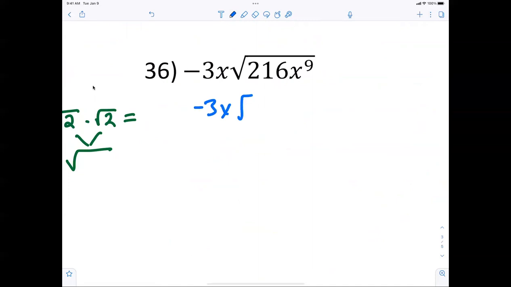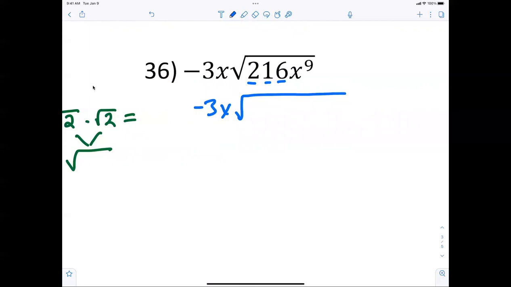Come on. 108 times 108. Well, the reason why I don't use 108 and 2 is because 2 and 108, neither one is a perfect square. I would add the digits 2, 1, and 6. That adds up to what? 9. I know it's 36 times 6. You don't have to tell me.